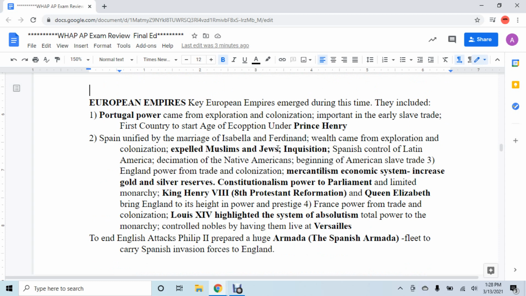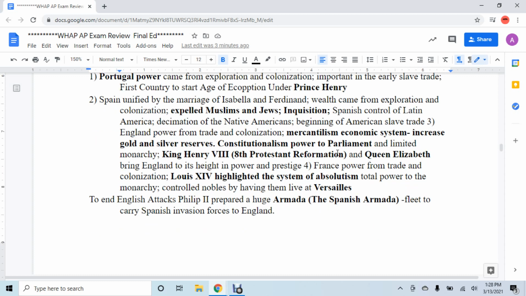European powers at this time in the Age of Exploration, it all kind of starts off with Portugal, going along with the idea of Prince Henry pushing forth. Spain, unified under the marriage of Isabel and Ferdinand, came wealth of exploration. They expelled the Jews and Muslims in the Inquisition, which led them in the age of basically pushing forth with Christopher Columbus. Later on, this is a recap, they created a mercantilist economic system.